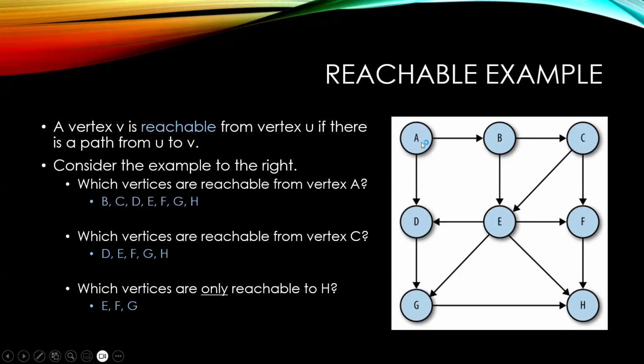Well, in this case, A can reach any of the other vertices, so all of the vertices are reachable from A. A can go to B, C, D, E, F, G, and H. Which vertices are reachable from vertex C? Well, C can't go to A or B, but it can go to any of the other vertices. And which vertices only reach H? Well, in this case, E can go to H, F can go to H, and G can go to H. All of the others have other options. Well, actually, E doesn't only reach H, because E could reach other things as well.